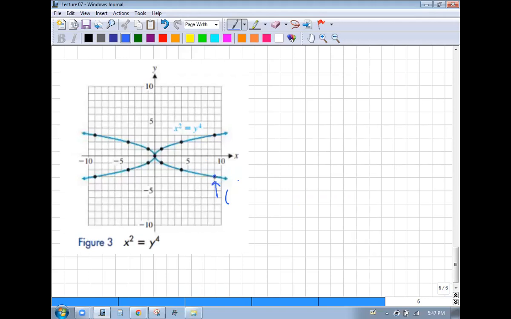This would be 9, minus 3. Okay, well, 9 squared is 81. 1, 2, 3. Now we're going down 3. And minus 3 to the 4th is also 81. So any point on here, the x and the y are going to satisfy this relationship. That's what it means to graph something.